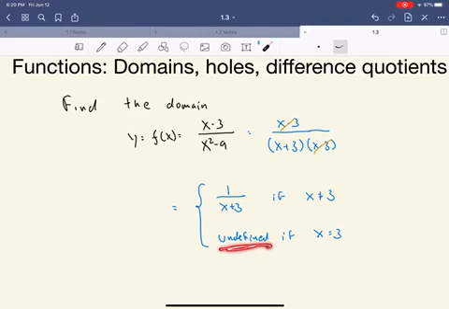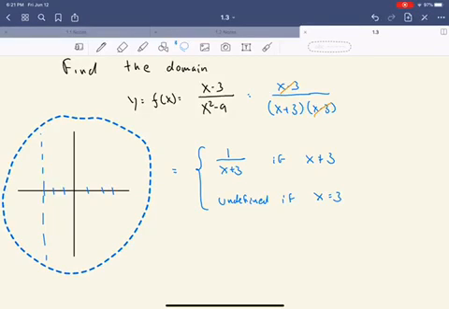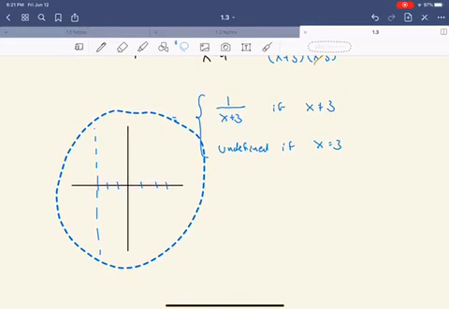The reason I need to write it down here is that when I cancel these x minus 3's, in some sense I've lost information. And that lost information is really this line. Okay? Let's draw the graph of that to show what's going on here. So, if I drew a graph here, at 3 I'm going to have some issue. I know that for sure. Also, at negative 3, I have an asymptote.